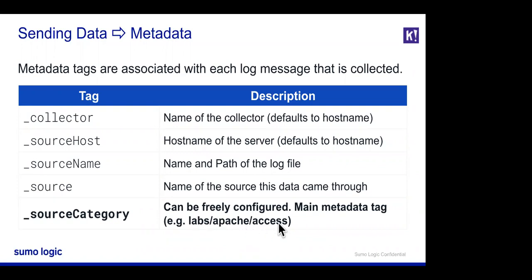You can break this down with slashes to reflect from a large structure to a low level implementation within that structure of what you're looking at. And so every time you create a source, you can give it a unique source category to reflect the structure of your environment.